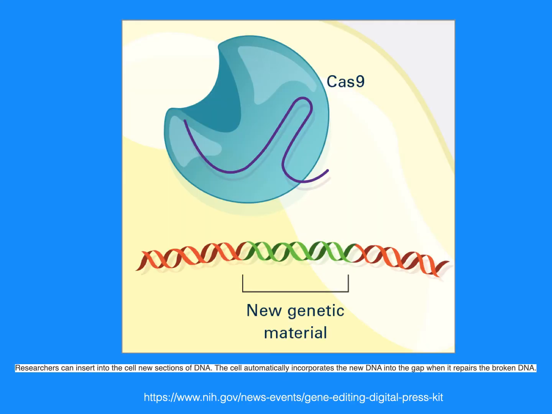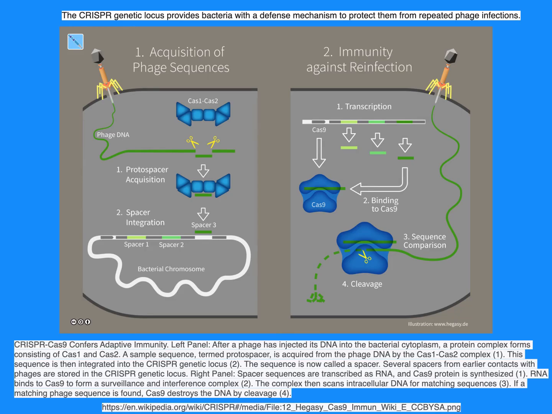Researchers can insert into the cell new sections of DNA. The cell automatically incorporates the new DNA into the gap when it repairs the broken DNA. The CRISPR genetic locus provides bacteria with a defense mechanism to protect them from repeated phage infections.